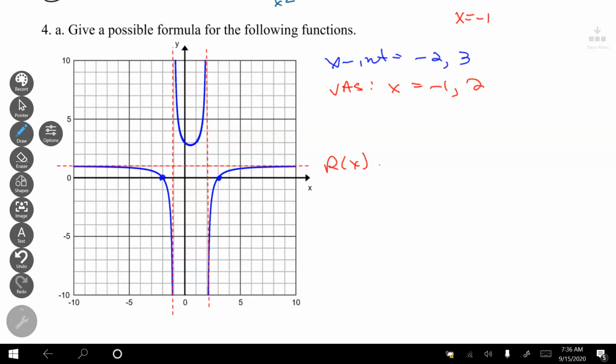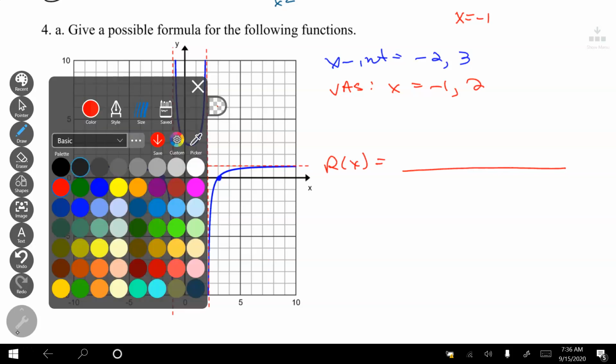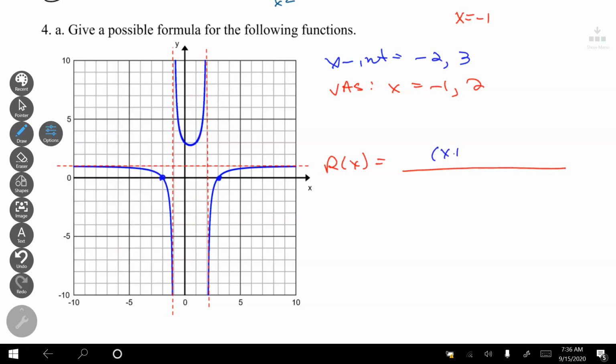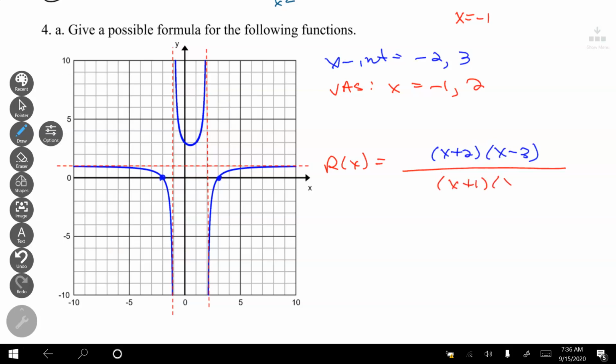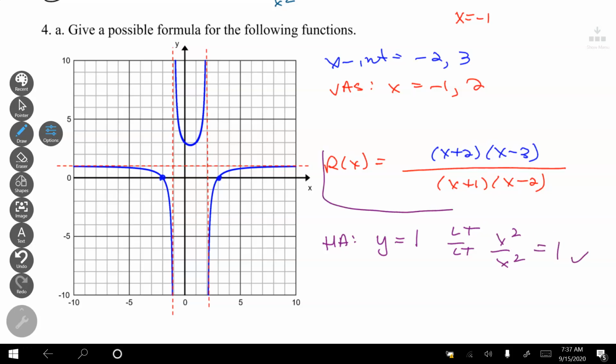So if I want to write the equation of this rational function, the x-intercepts are in the numerator. X plus 2 is a factor, x minus 3 is a factor, and in the bottom, x plus 1, x minus 2 is another, are the factors for the denominator, but I should pay attention to the HA. The HA is y equals 1. That means when I do leading term over leading term, I better get 1, and right now I have x squared over x squared, so I do have 1. That checks out.